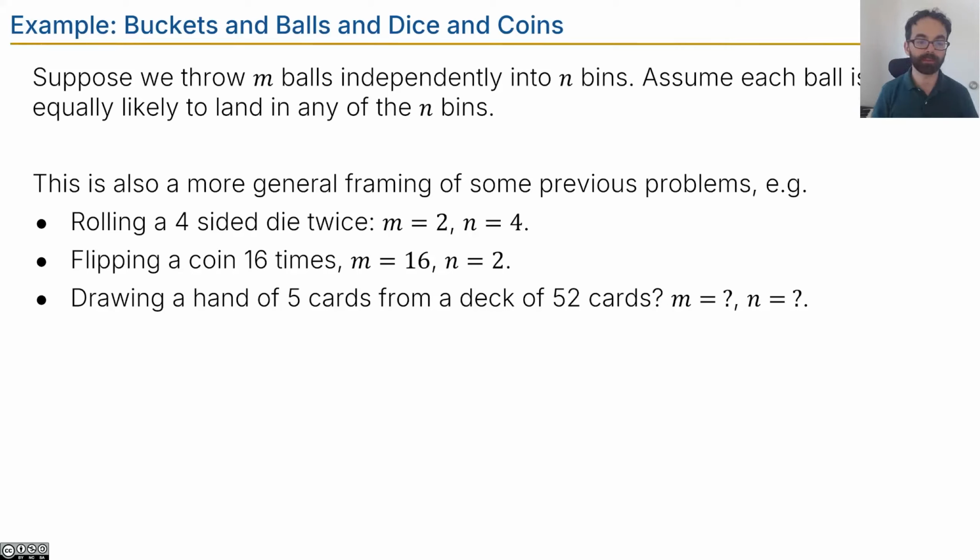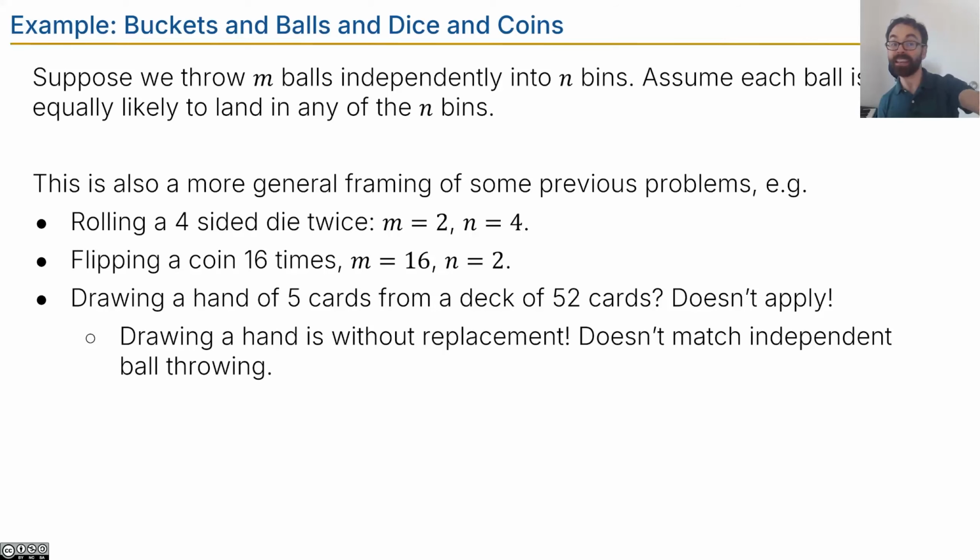Here we have drawing a hand of 5 cards from a deck of 52 cards. What about this one? Well, it turns out this one is a trick question. You might have had a hint from the fact the title didn't include cards. That's because with cards, drawing a hand was without replacement. So it doesn't match the independent ball throwing. It's a totally different problem, because you can't get the same thing twice. That's just fundamentally different than being able to throw into the same bin. That would be the equivalent of every time a ball lands in a bin, it explodes. That's the drawing a hand of 5 cards from a deck of 52 cards problem. Okay. All right, that's buckets and balls.